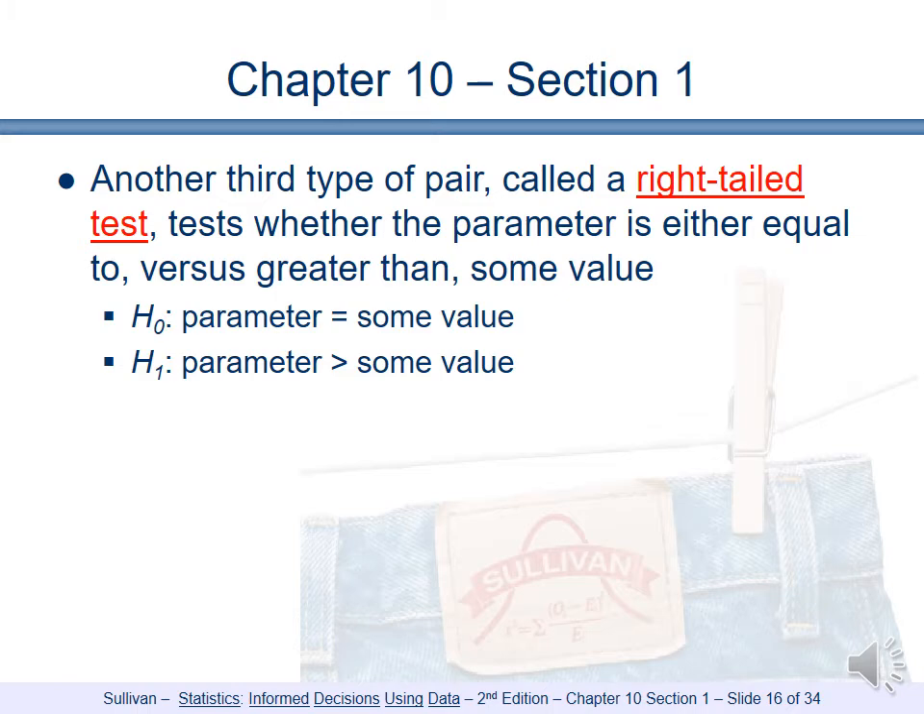Another type, the third one, is called a right-tailed test. Test whether the parameter is equal to versus greater than some value. So again, I would use less than or equal to in some textbooks. This one happens to use only the equal. So H sub 0 is equal to some value and H sub 1 is greater than some value.